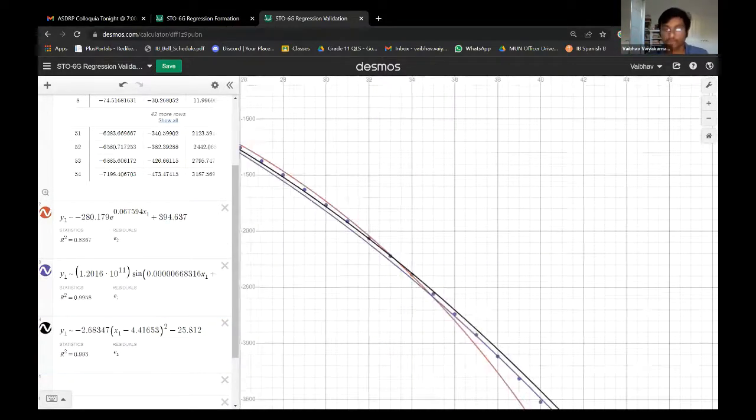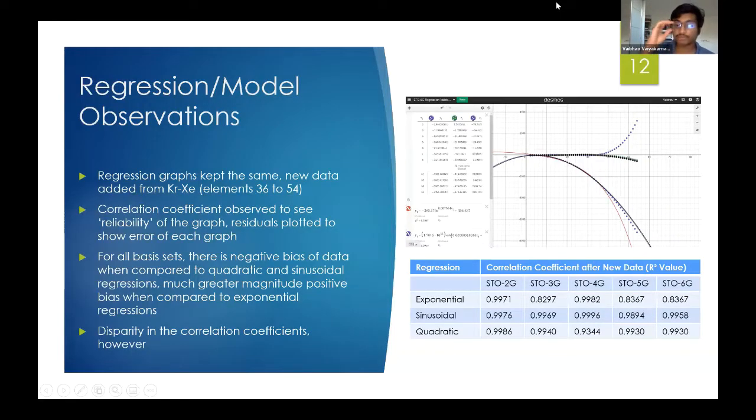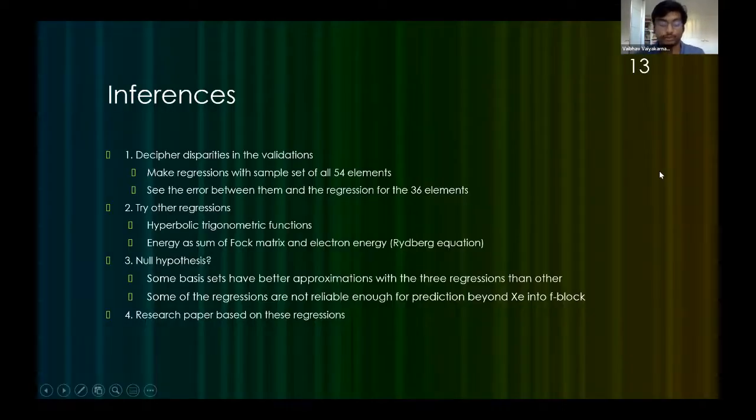But in all of the basis sets, we had this constant idea where e to the power of x had a very high negative bias, but the other two had slight positive biases. The problem is we did find disparity, because for some of the basis sets, as you can see in the presentation, STO-6G, STO-5G, and others, sinusoids and quadratics are much better than exponential. Then we also got others like STO-2G and 4G, where all three are comparable. Now that we have all of this data, we have to make inferences from it and decide what we need to do.